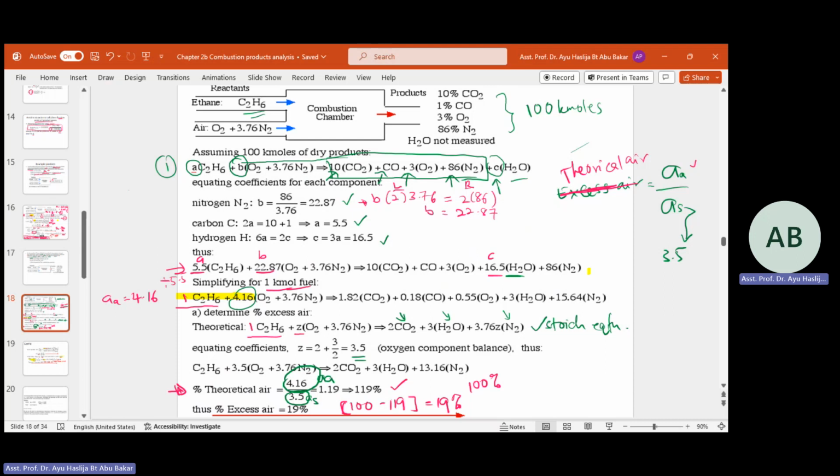At stoic, theoretical is 100%. C yang mana? C mol H2O. Kena kira sebab kita nak compare dengan stoic. A stoic. Okay, where A stoic inclusive the H2O. Overall, the overall combustion equation.